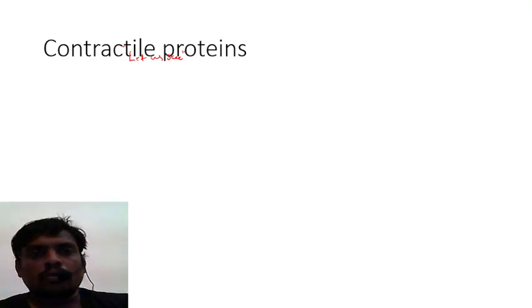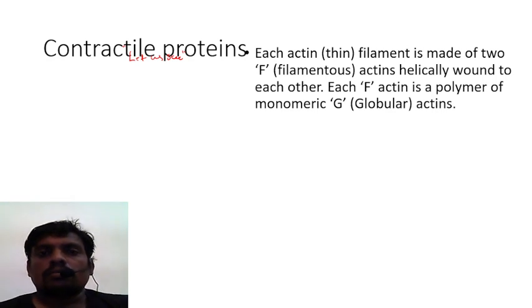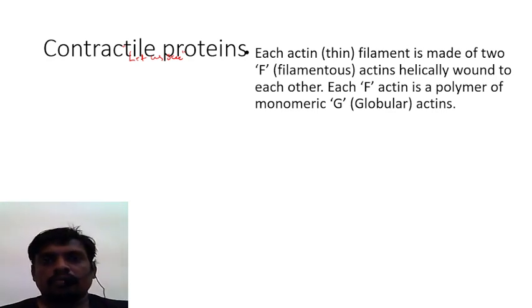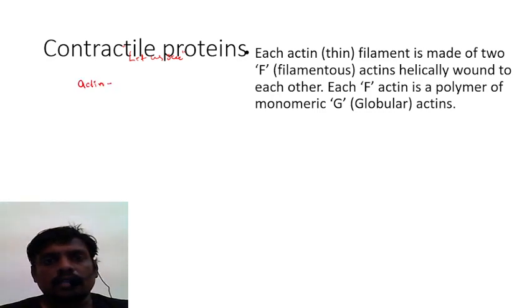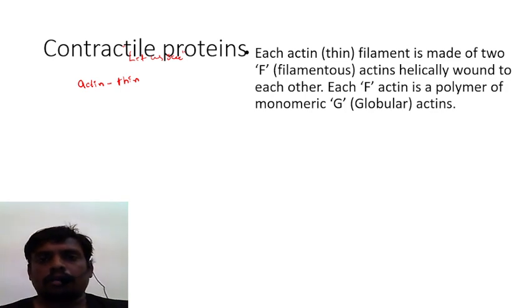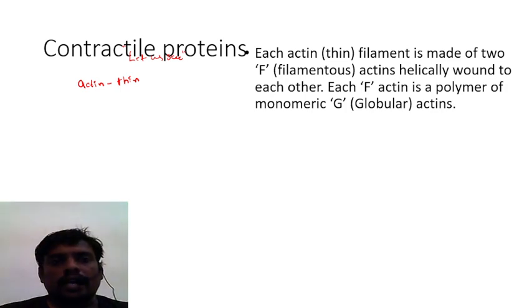The video is based upon the contractile proteins that are present in the muscle fibers. Two contractile proteins are there: one is actin, another one is myosin. Actin is a thin protein that is present in the muscle fiber, whereas myosin is a thick colored protein. Let us learn about actin.